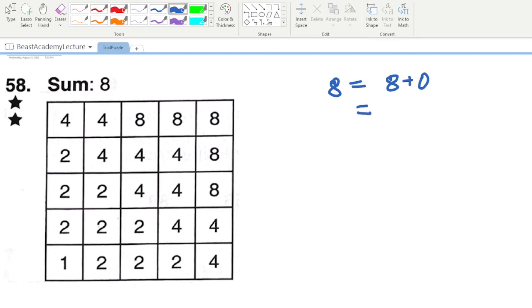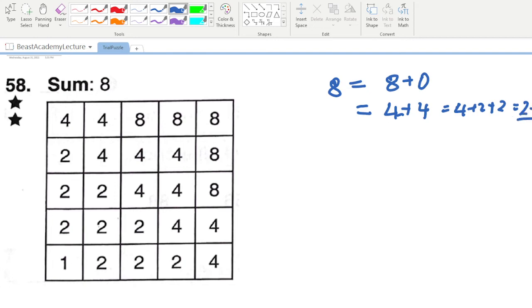Take a look at the numbers it gives you here, okay? What are the other possibilities to make it 8? 4 plus 4. 4 plus 4, good. Anything else? 2 plus 2 plus 4. Okay, so 4 plus 2 plus 2. Anything else? 2 plus 2 plus 2 plus 2.